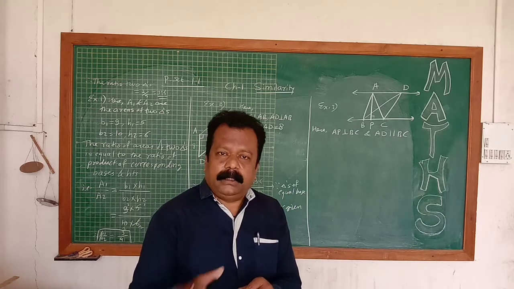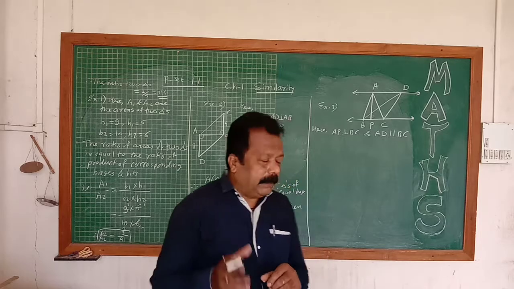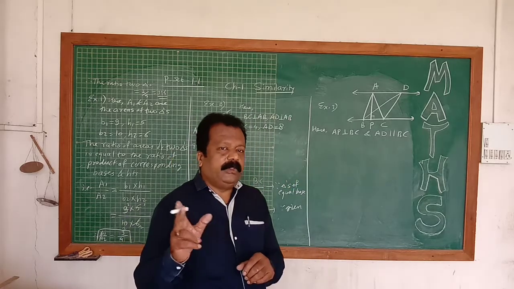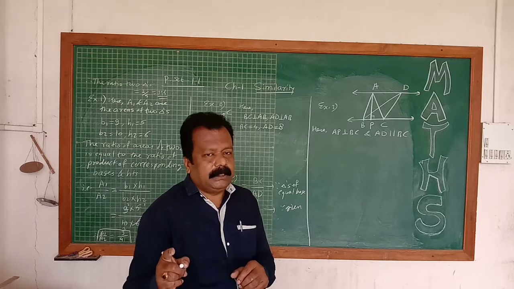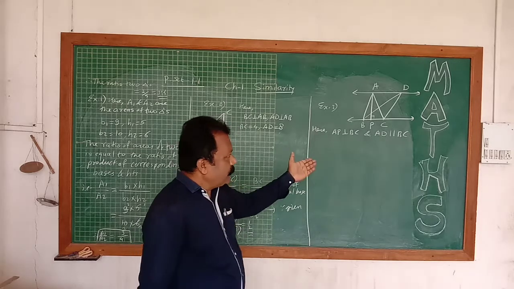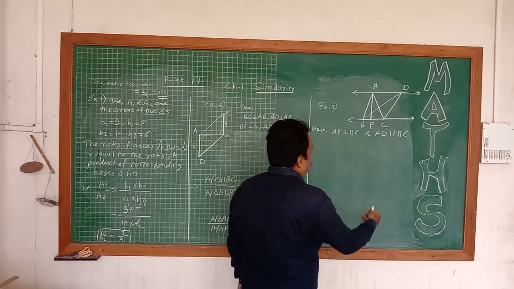Base is also the same and height is also the same. Then that time the ratio is always unity. Unity means 1, otherwise 1 is to 1, 1 upon 1 is the ratio. So that you have to use. Now what do you have to write?